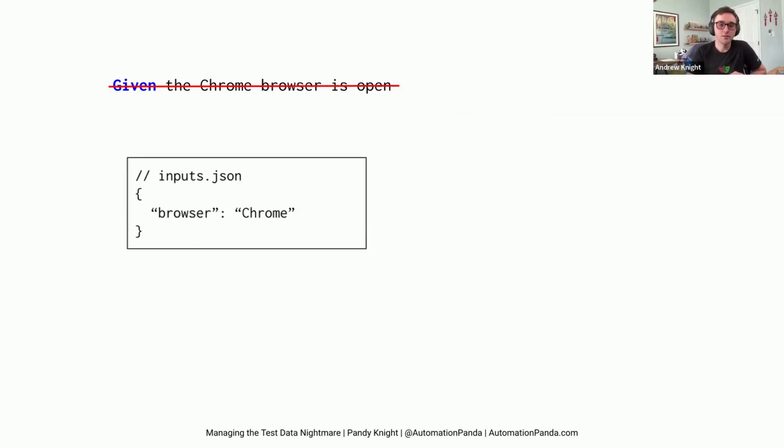Instead, they should be passed into automation as inputs. That way, tests can easily be retargeted. There are a few ways to do this. The simplest way would be to create a flat file with input values. I recommend using a format like JSON or YAML because they are easy to write, easy to read, and easy for programming languages to parse.